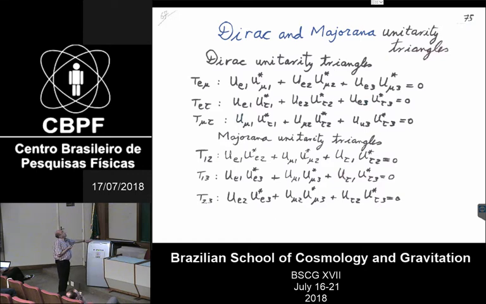Now I can repeat these unitarity triangles, but with a very important difference. There are Dirac unitarity triangles, where, when you rephase the charged leptons, they rotate. And there are Majorana unitarity triangles, where the orientation of the triangle is meaningful, and you cannot rotate it because you cannot redefine the phases of the neutrinos.